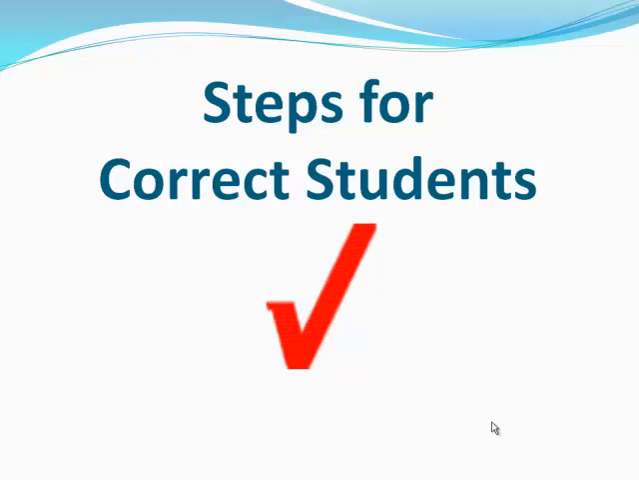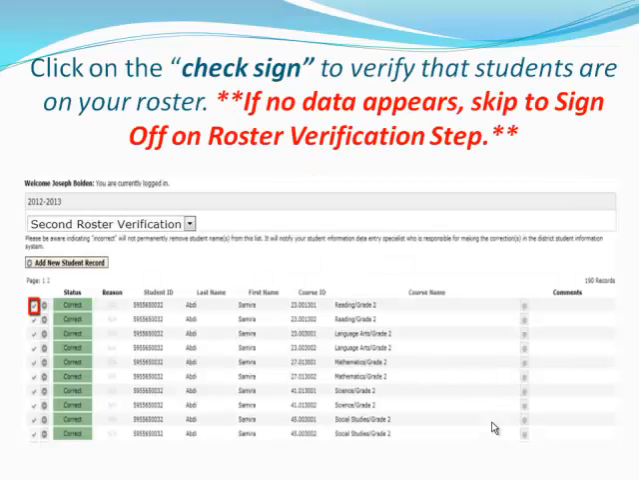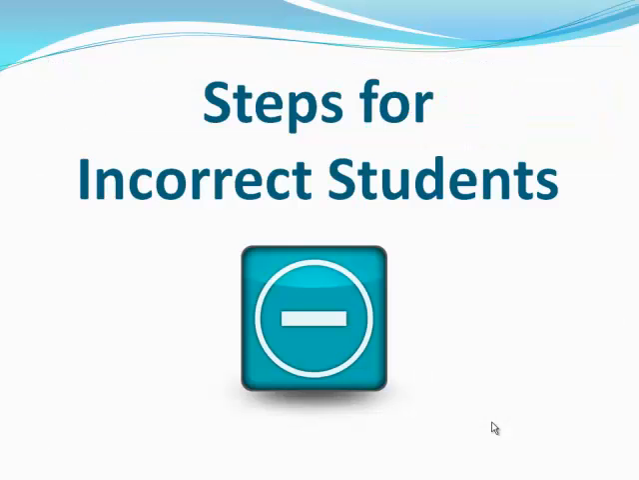Steps for correct students. Here's what you're going to do if you want to keep a child on your roster. All right, you'll click on the check sign. It will be to the left of the child's name to verify that students are on your roster. Once again, if you want to keep that child there and confirm and verify that you actually teach that child, you'll click on the check sign. If no data appears, remember once again, skip to the sign off on roster verification step, and I'll show you that in just a few minutes.